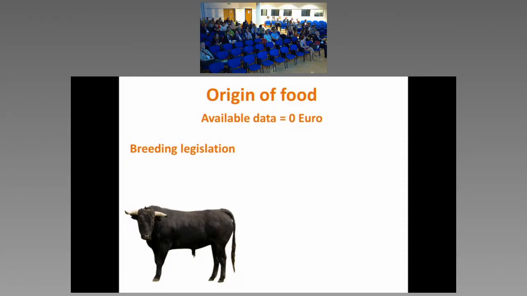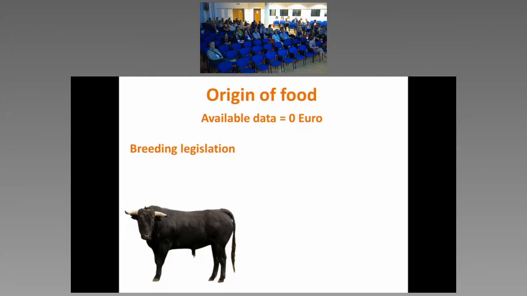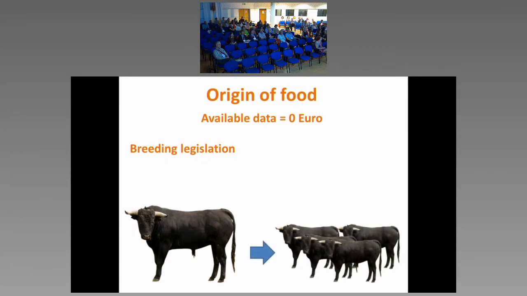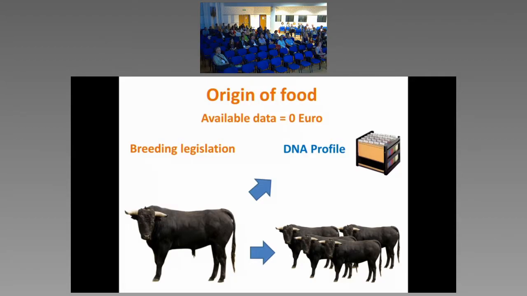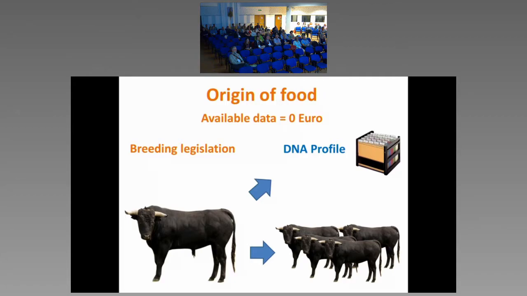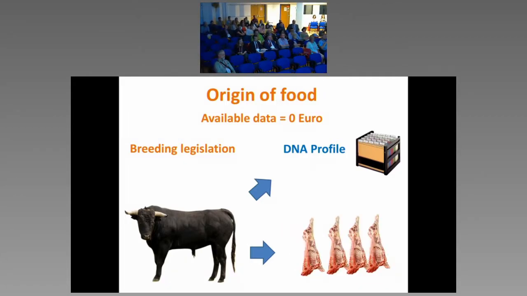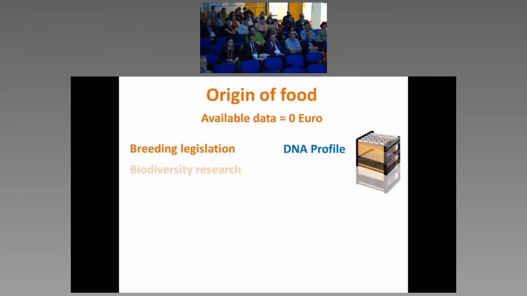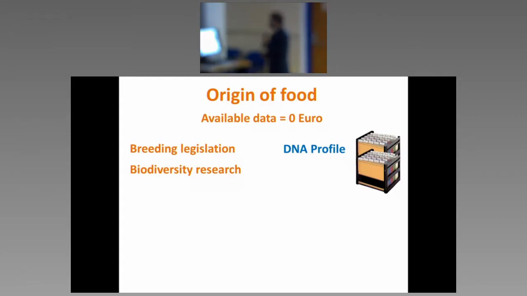According to breeding legislation, let's say we have an animal, and if the animal is allowed to produce another generation of animals, the DNA of this animal is supposed to go to the DNA database. All these offspring can one day become our food, and all these animals are traceable to an ancestor. Then we have another kind of information. There is plenty of biodiversity research, which was done decades ago. So that's another source of information.